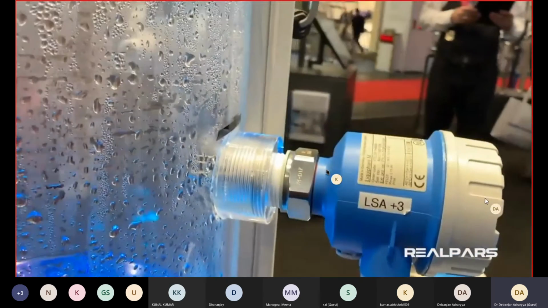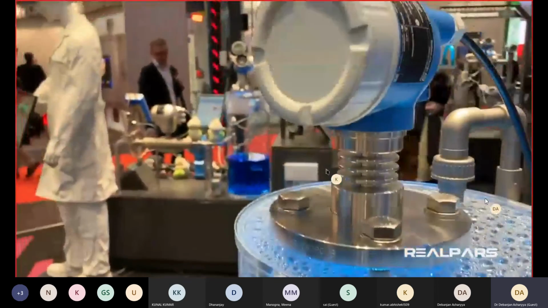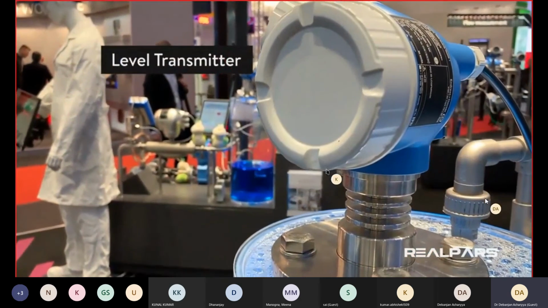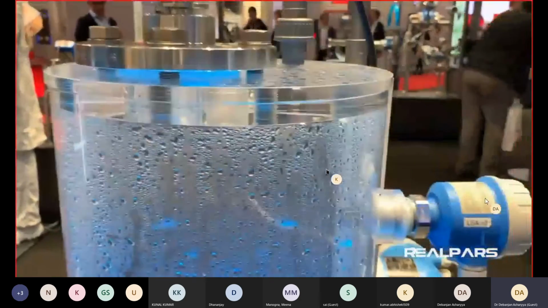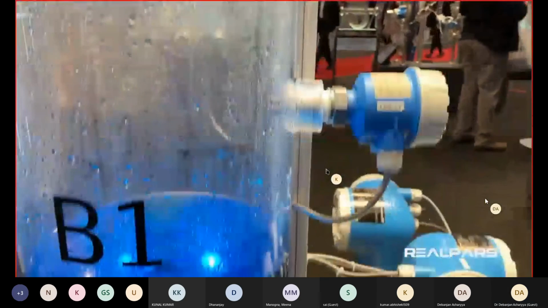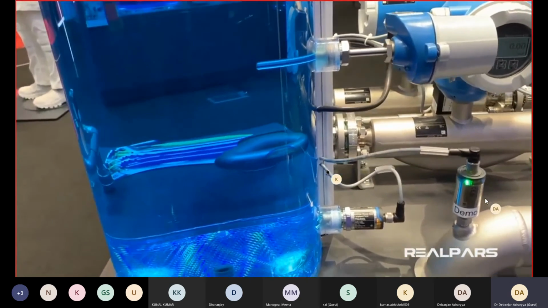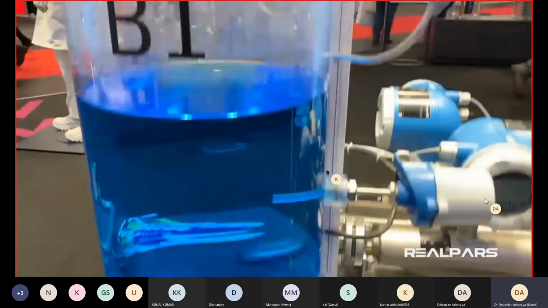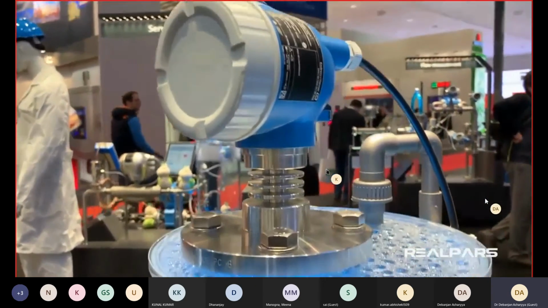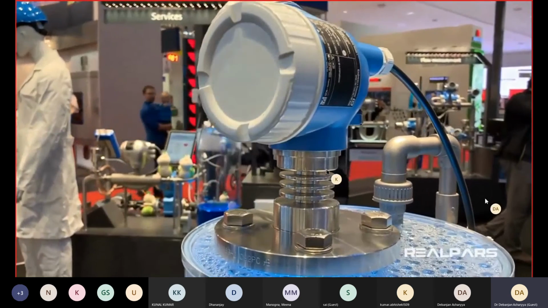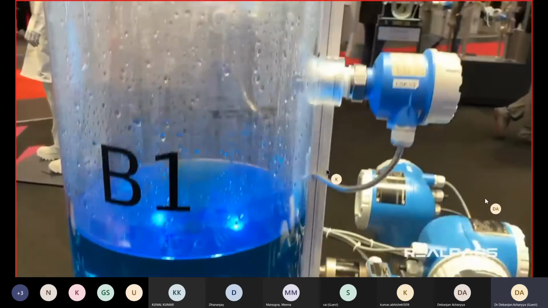And this one sends a signal to the PLC and says the tank is full. Okay, here at the top, we have a level transmitter that measures the level for the whole tank. So we have two switches, one at the top and one at the bottom, that measure the level of the liquid at each point, like at the bottom and at the top.